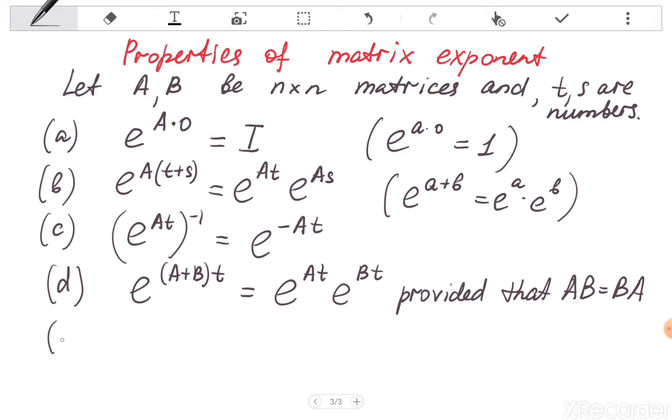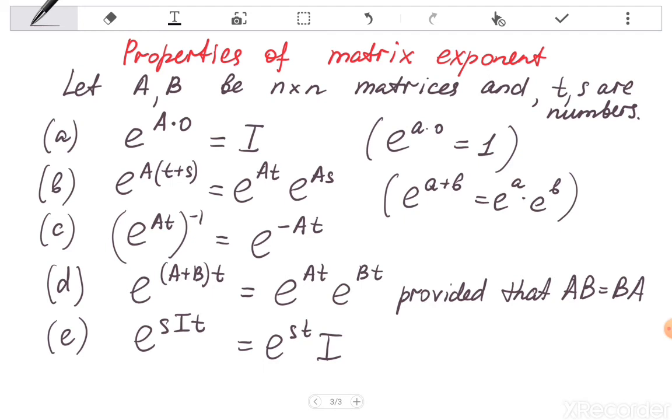And the property E is, if we have, let's say, e to the s times the identity matrix times t, then this is the same as e to the st times the identity. s and t are just numbers. Okay, let me use here s. We're taking s to be a number, times the identity matrix. So these properties are quite important for the matrix exponential.